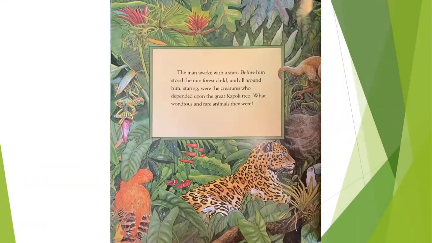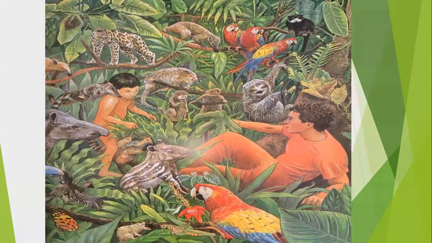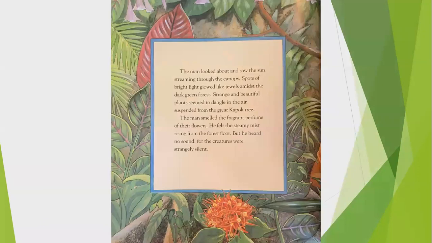The man awoke with a start. Before him stood the rainforest child, and all around him, staring, were the creatures who depended upon the Great Kapok Tree. What wondrous and rare animals they were. Wow, that's a scary sight. I'd be like, oh goodness.